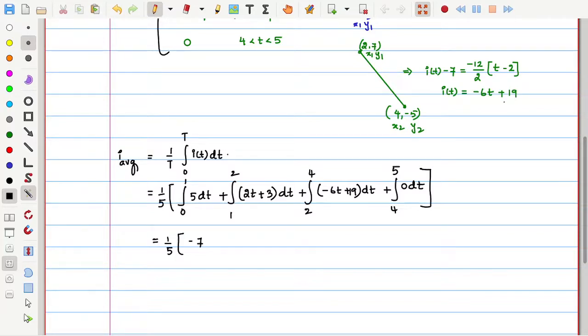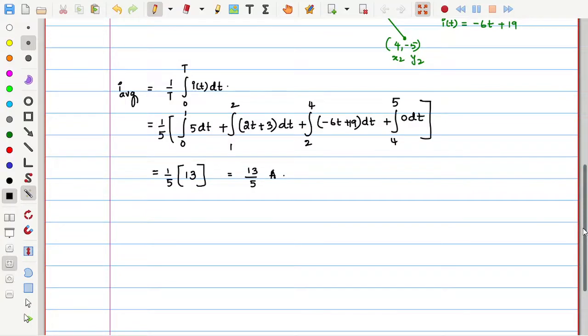Actually, the majority portion is positive, so how can we get the average value to be negative? So I got 13, is that correct? This entire integration value is 13. So 13 divided by 5 amperes is the average current. Is that correct? Everyone check once. In the same way, if I want the RMS value, what will we do?